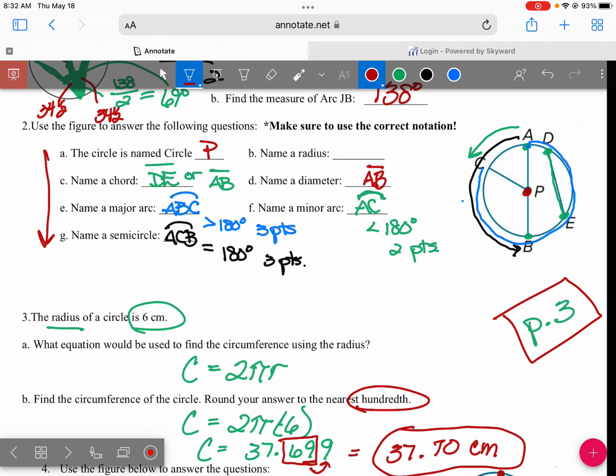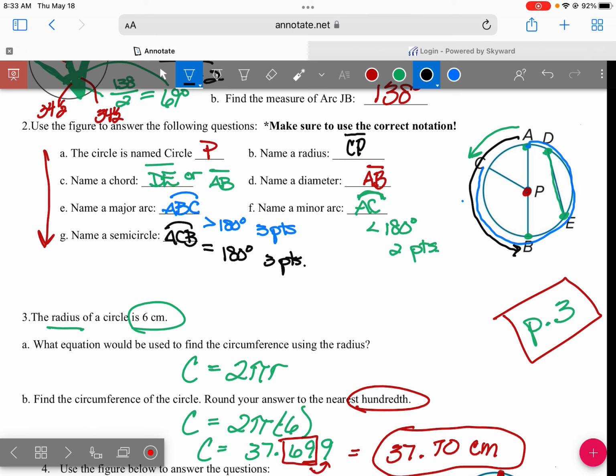We just follow them. How about a radius? Give me a radius. CB? No. CP. Yes. CP. Line segment CP. Miss Deanie, do I really need those bars and those arcs above those? Yes, you do. Because I need to know, are we talking about a line segment? Are we talking about an arc? Are we talking about the circle? So yes, it's very important.